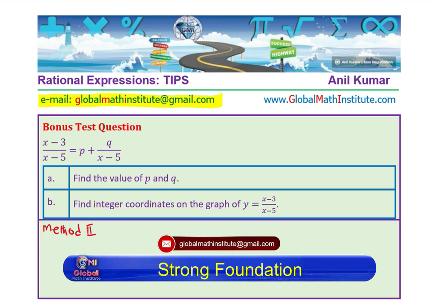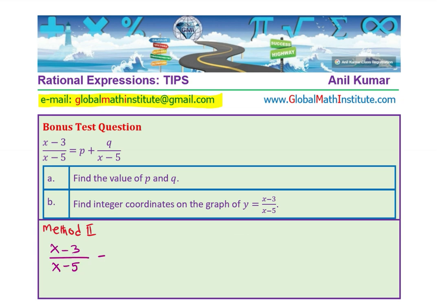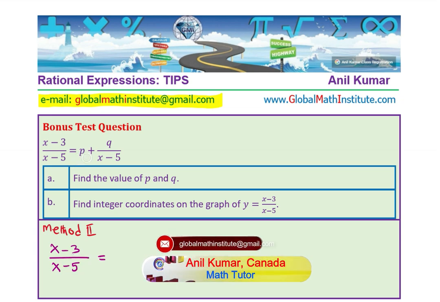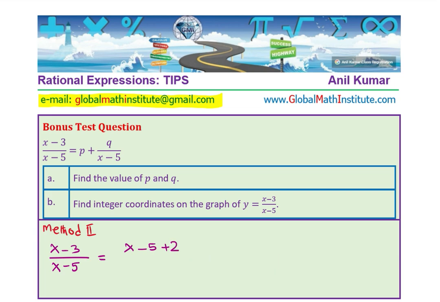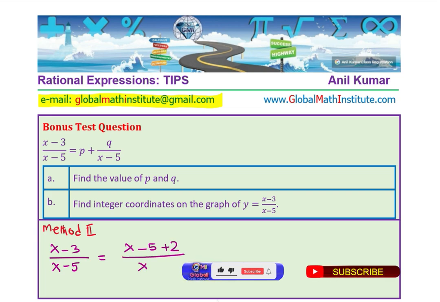So look here, the beauty of this method. We are given (x minus 3) over (x minus 5). Since I want a whole number here, p, right? So what should I do? I should write minus 3 in terms of minus 5, right? So I could write this as x, and I could write minus 3 as minus 5 plus 2. Makes sense? Minus 5 plus 2 is minus 3, right? And so what I get is (x minus 5) over (x minus 5), plus 2 over (x minus 5).